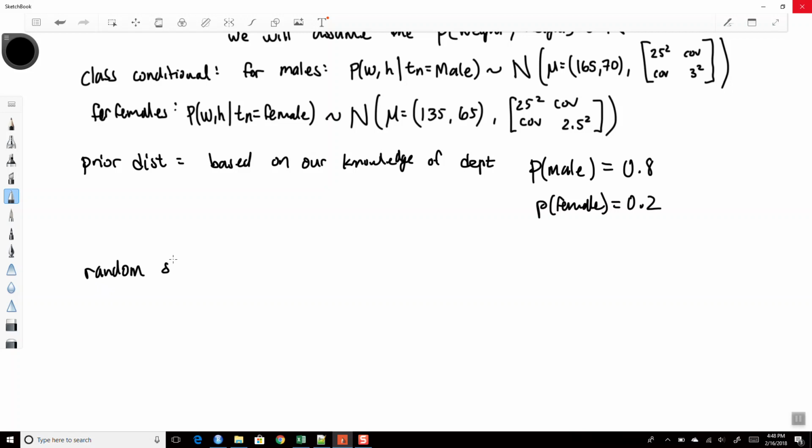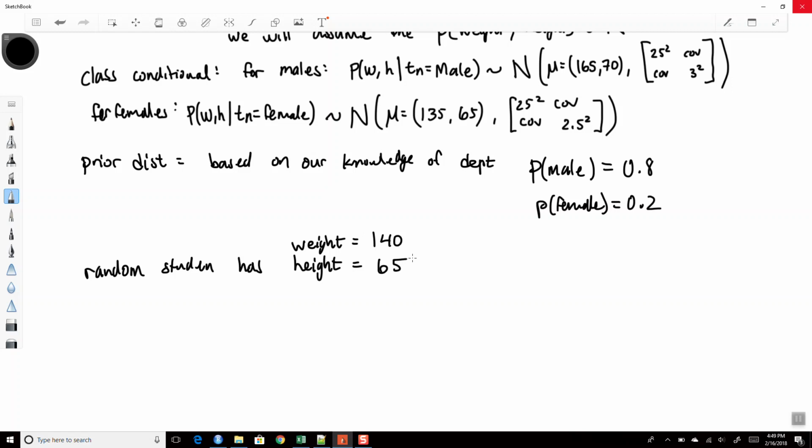Now we have our random student whose height and weight we know. The random student has weight equal to 140 and height equal to 65. And so the question is, based on this knowledge, the weight and the height, would you guess that this person is male or female, right?